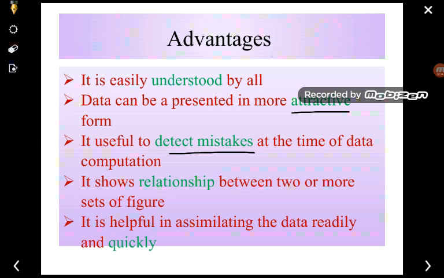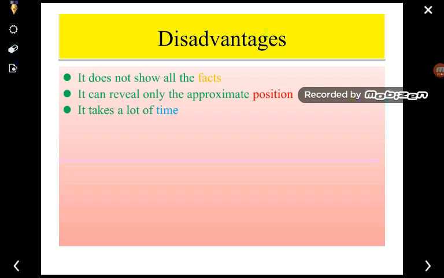And it also shows the relationship between two or more sets of figures. We can find out the relationship between the two data sets given. So between two variables you can find out the relationship, and it is also very helpful in assimilating the data readily and quickly. By means of a glance you can easily assimilate the data.